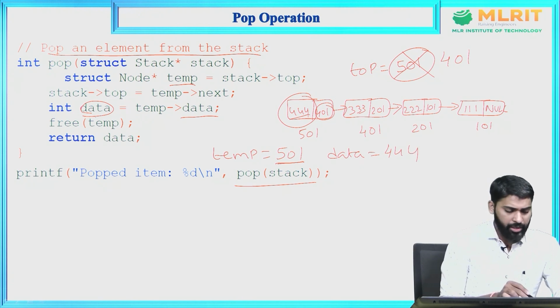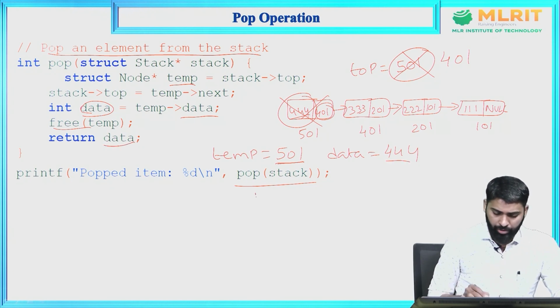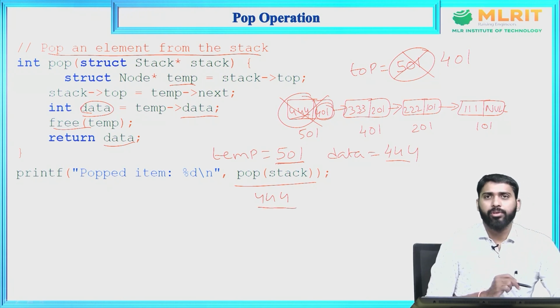So after that I delete this by using free function. So free temp. So return data. What is the data? 444. Now it displays popped item 444 as output. Okay. So this is how we are going to pop the element.